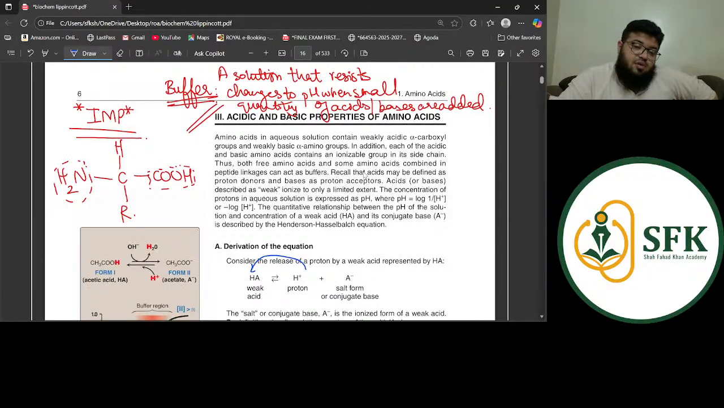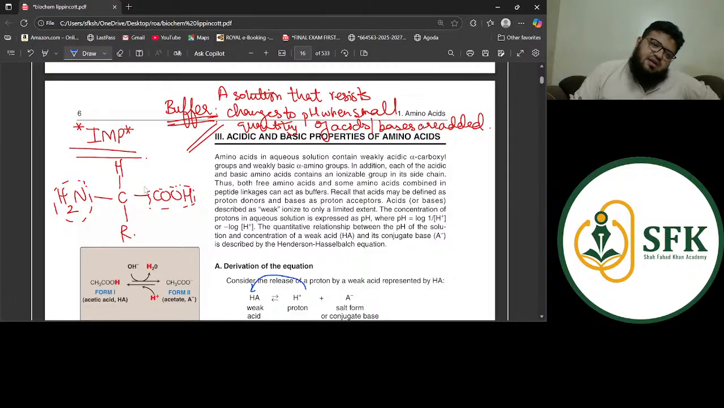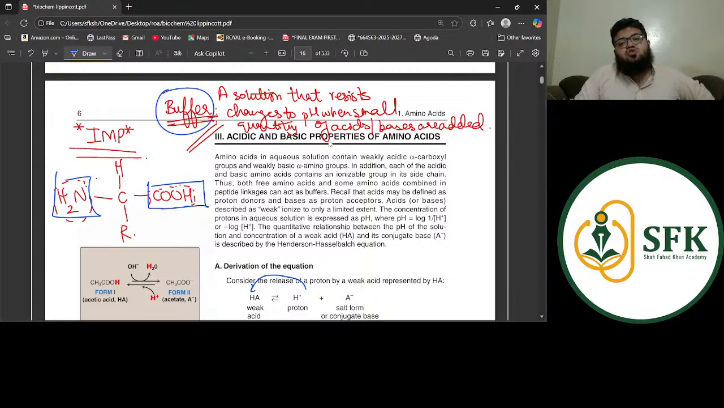Okay, acidic and basic properties of amino acids. Now this is something that is quite important. Amino acids have a dual nature, as you guys know already. They have an acidic group and a basic group. Now because they contain both the groups, they can act as a buffer. Now what is a buffer? Buffer by definition is a solution that can resist changes to pH when small quantities of acids or bases are added to it. Okay, that's a buffer. So amino acids and some proteins as well, they help maintain the blood pH.